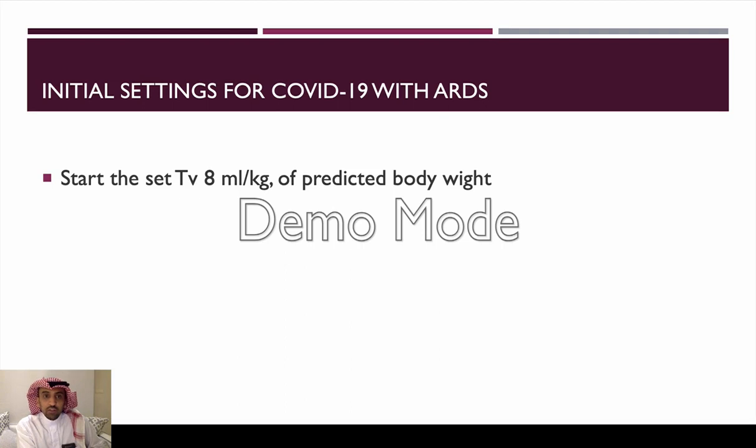So generally we start with a set tidal volume of 8 ml per kg of predicted body weight, and it is very important that we're talking about the predicted body weight, not the actual body weight.